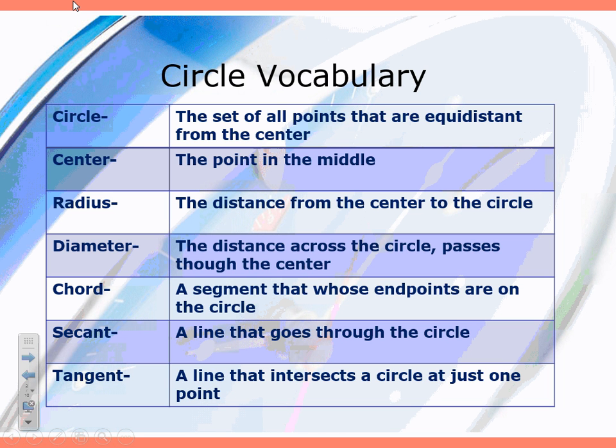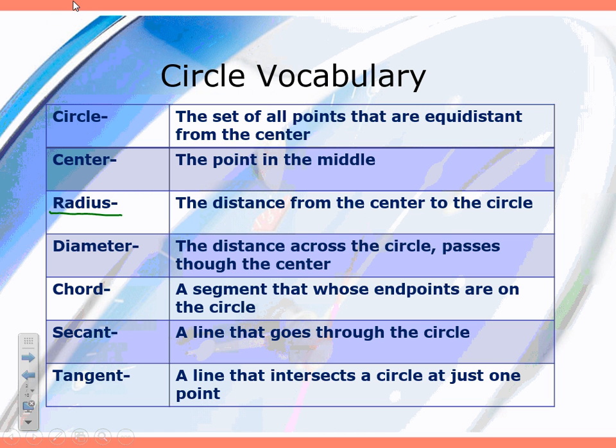A circle is a set of all points that are equal distance from the center. The center, a point in the middle. Radius, the distance from the center to the circle. The diameter is the distance across the circle that passes through the center. Now those top ones we probably already know. The next three might be a little new to us, so make sure you get all these down.